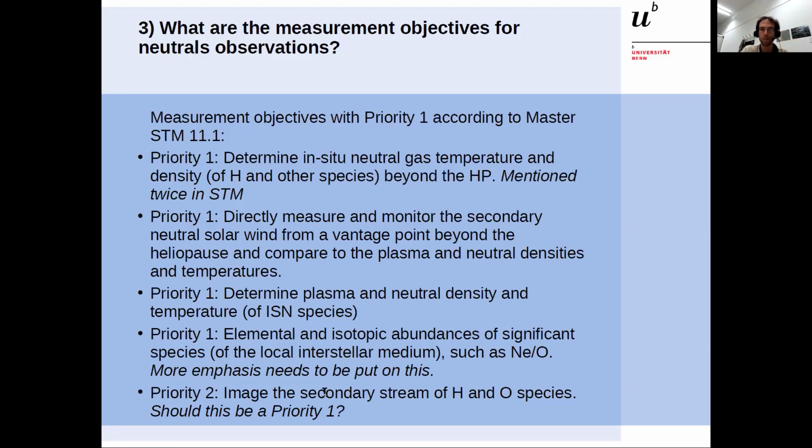Currently, this is just a priority 2, but if we say that this probe really should teach us more about the interaction regions and the way the interstellar medium interacts with the heliosphere, then knowing and measuring those secondary populations that tell us about these interactions should be more important than it is now.